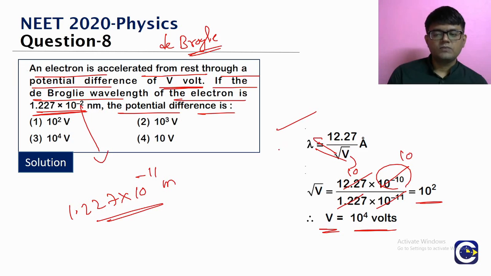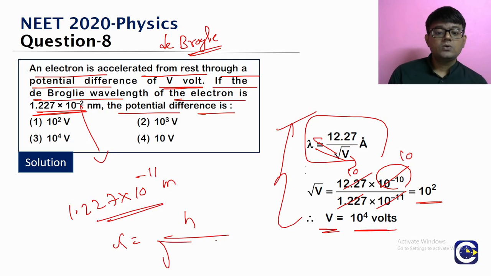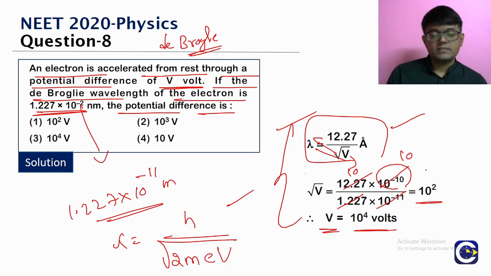If we don't remember the formula, then we have to do it the normal way. We remember the base formula, lambda is equal to h by root 2m eV, and work from there. If you remember this derived result, you will be able to easily get the answer. That is why your professors or lecturers keep saying that you should remember these standard results, which will help you solve the questions fast.